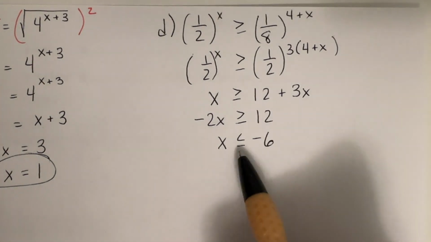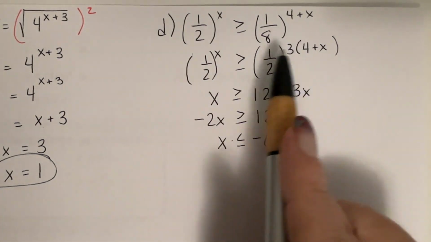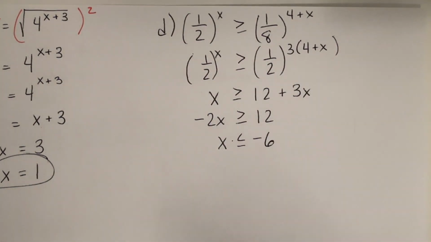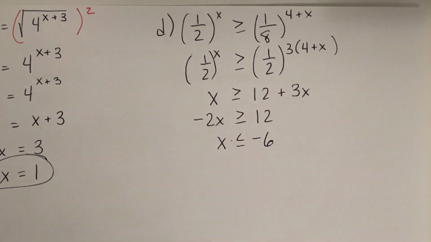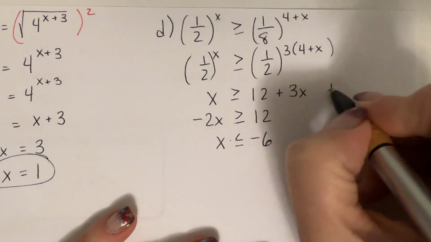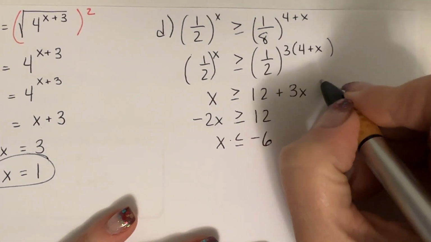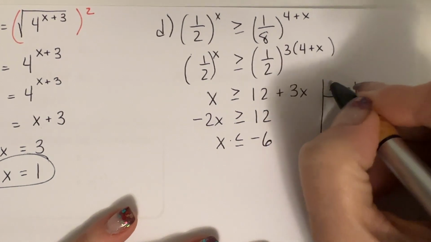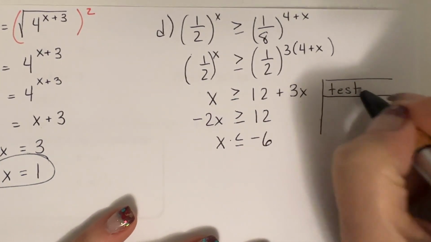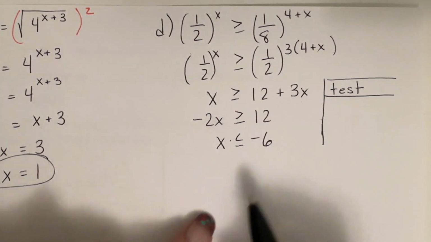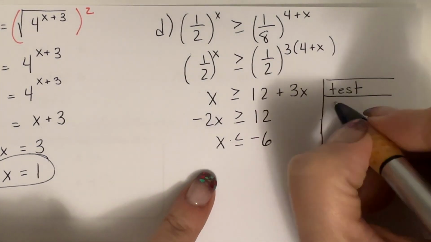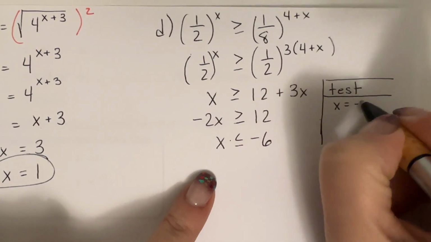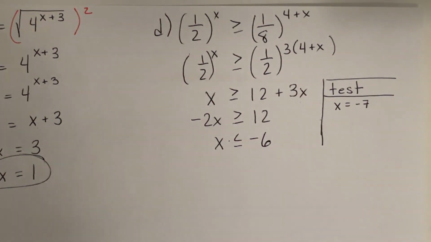So we need to test it, because depending on which way you solved it, because there's a couple of different approaches, you could have moved the x over there and the 12 over there, and you might or might not have the right answer. So I'm going to test my inequality. Test your inequality over here on the side. All right, so our answer supposedly is any value that's less than or equal to -6. So I'm just going to let x be equal to -7 because that's less than -6.